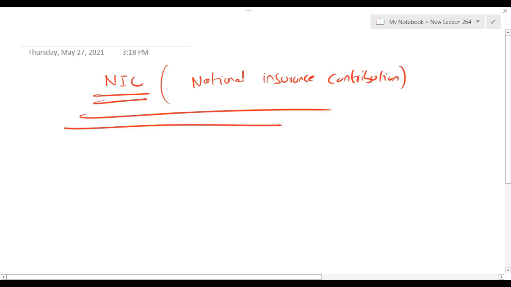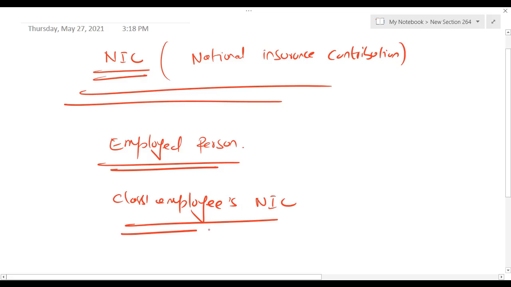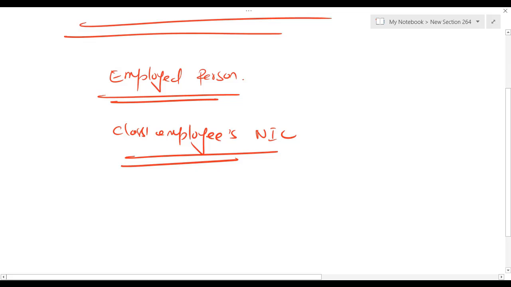When it comes to NIC, we have NICs for an employed person. If someone is an employee of the organization, then that employee will have to pay NIC. So for that individual, we have a class 1 employee NIC.